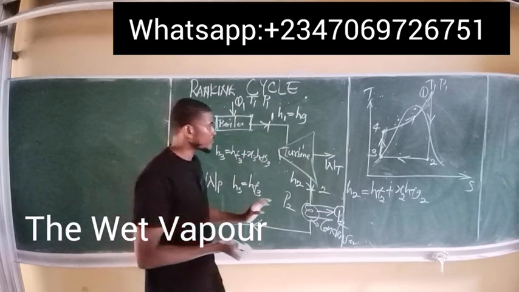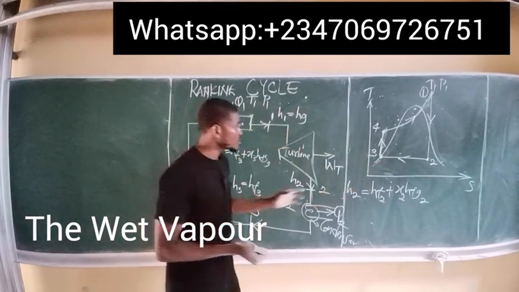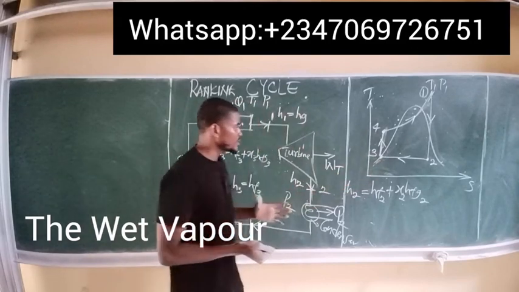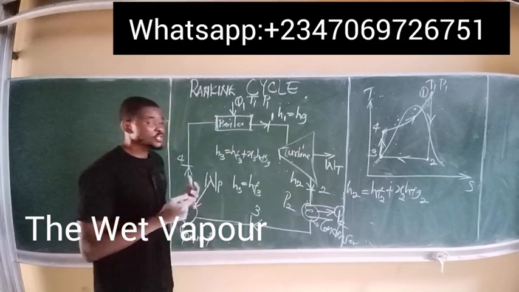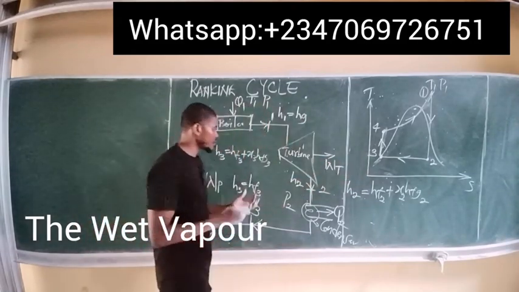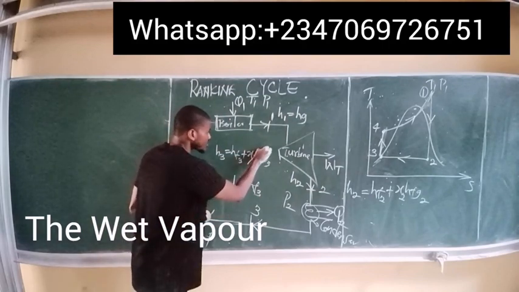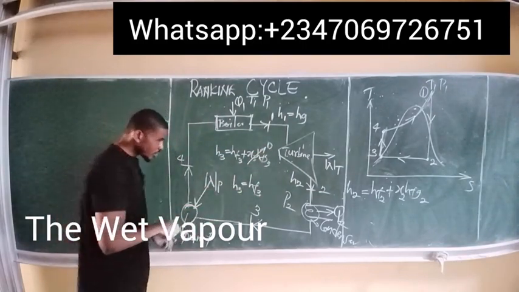But at state 3, from the TS diagram, what is in the condenser is completely what? Liquid. The condenser completely removes the heat and turns it to a liquid. So which means it doesn't have a dryness fraction. And since it exists here, it means x3 is 0. So this part of the equation is actually gone. This is 0. So you're simply left with what? Hf3. Okay.